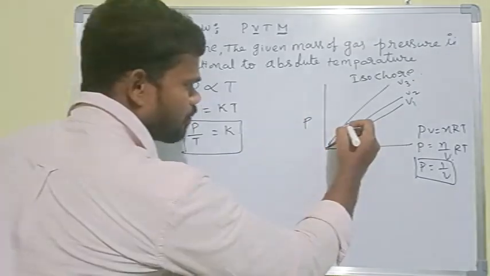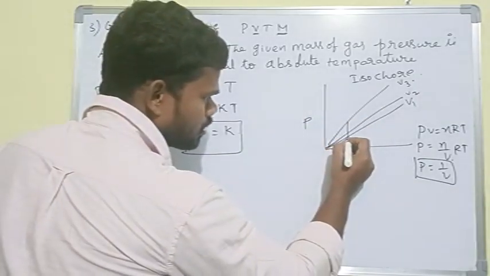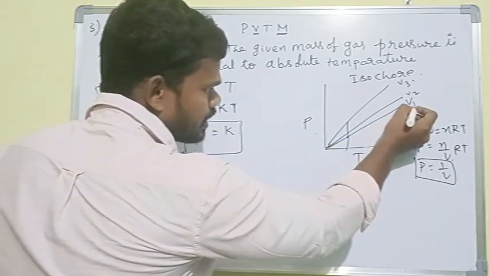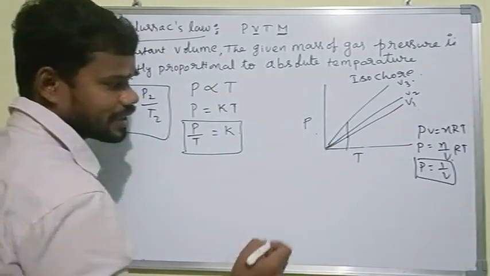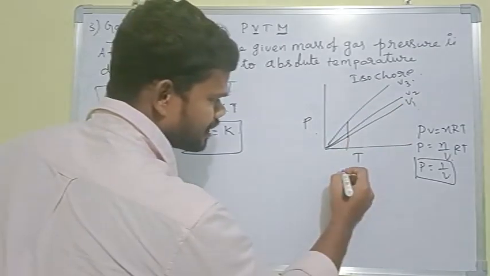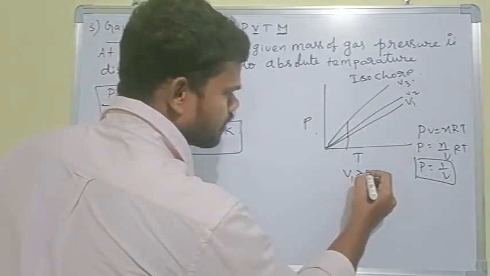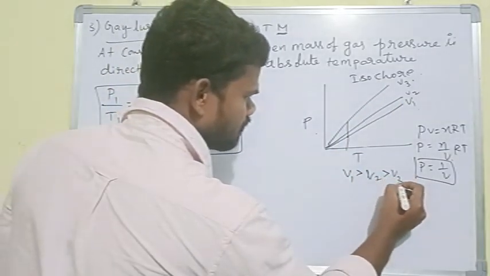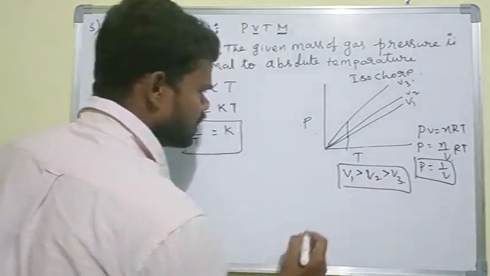If you cut the graph from here, at this point the pressure is less and the volume is more. So what is the correct order we have to write? V1 is greater than V2, which is greater than V3. This is the correct order for the given graph.